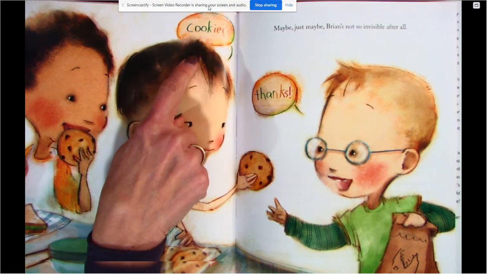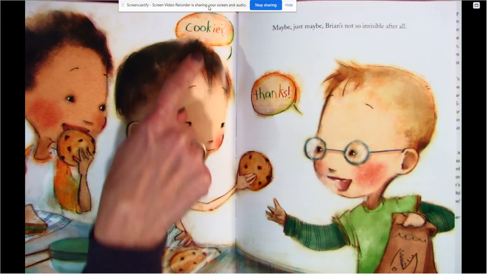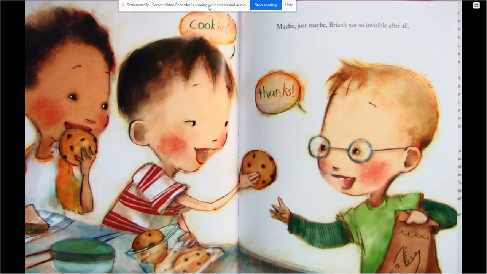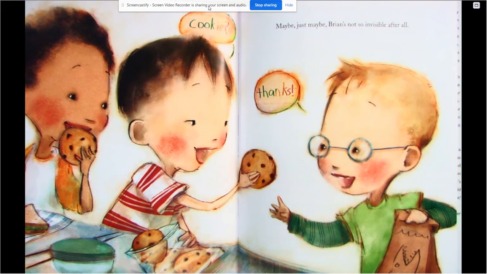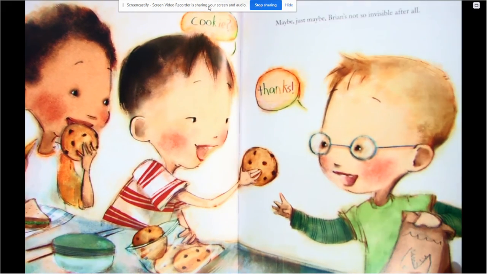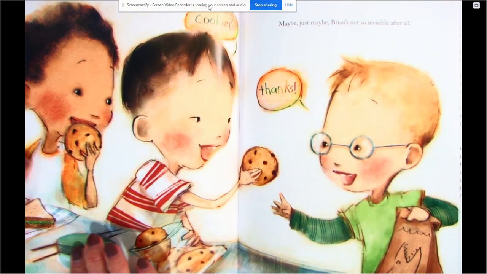What he says to him. "Cookie?" "Thanks." Maybe, just maybe, Brian's not so invisible after all. Do you remember the other part in the story? When there was a cookie?